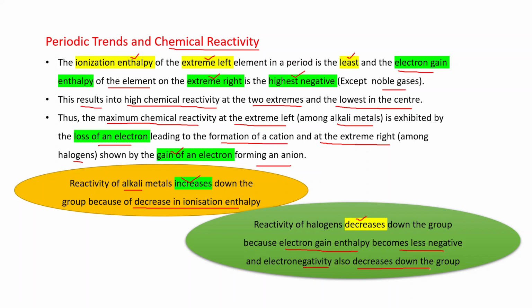But in case of alkali metals, reactivity increases down the group, while in case of halogens, reactivity decreases down the group. Now we can say alkali metals have the tendency to lose the electron and show reactivity. That's why if ionization enthalpy is less, reactivity will be more. While halogens show reactivity by accepting electrons. That's why if electron gain enthalpy is more negative or electronegativity is more, then reactivity will be more. That's the trend followed by alkali metals and halogens.